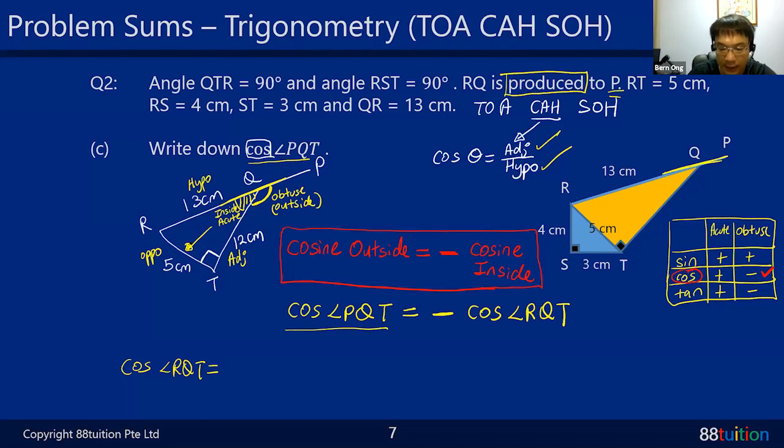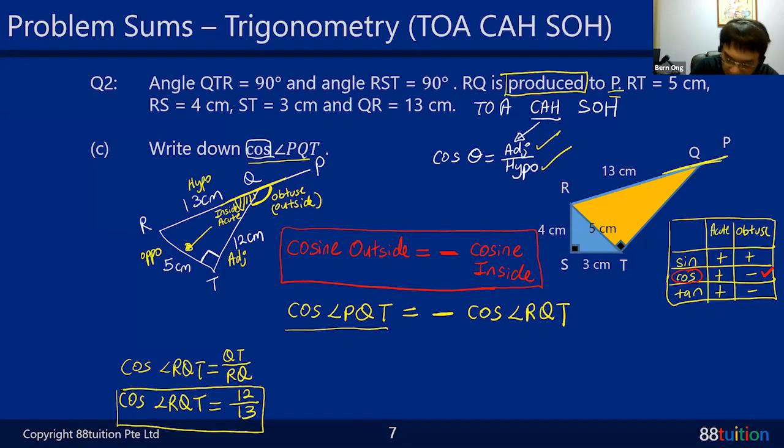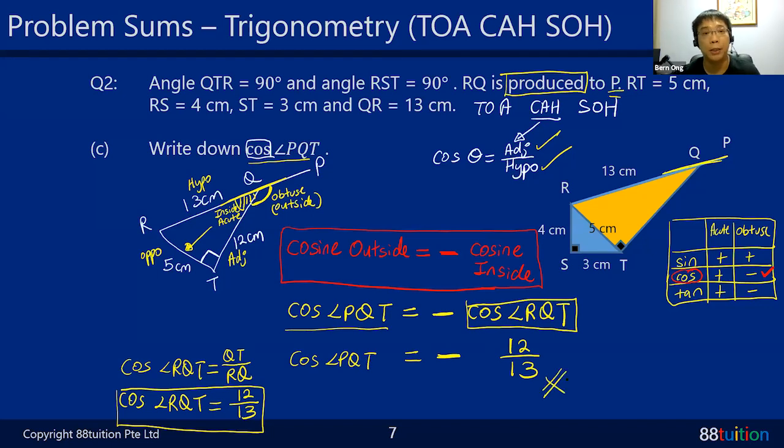So cosine RQT is adjacent over hypotenuse. Adjacent is given as QT, over hypotenuse RQ. Putting in the numbers, QT is 12, RQ is 13. So this is called cosine inside. Why do you need this portion? Because I need to put it into here, and the negative is still there. Cosine RQT is 12 over 13. So the question is looking for cosine PQT, which is simply equal to negative 12 over 13.